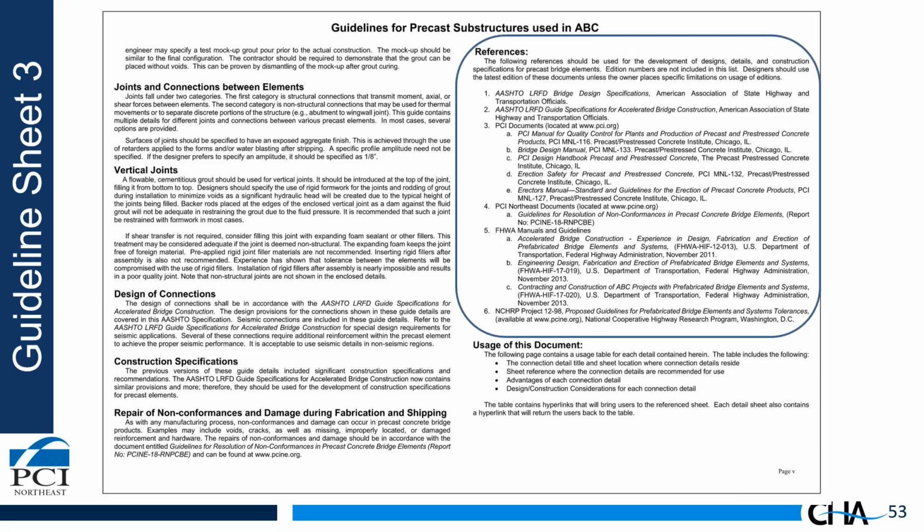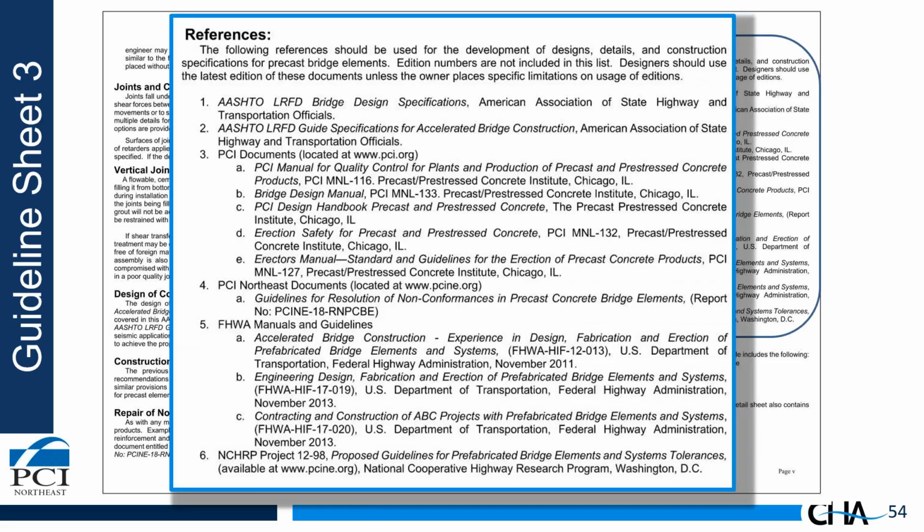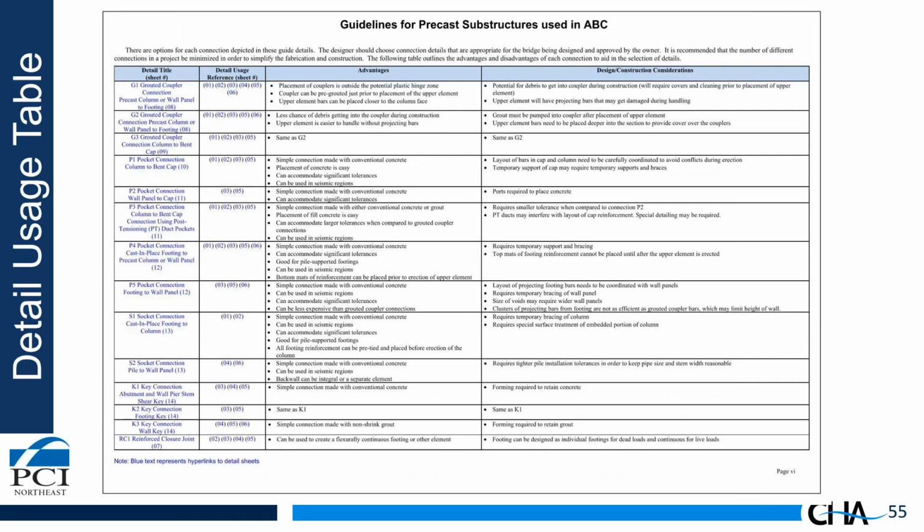And then references. The basis of all we're going to show you today are these documents. Primarily the AASHTO guide spec for ABC is a big one. But then PCI has several documents that we use to develop this as well as some federal highway manuals. And again, as I mentioned before, NCHRP Project 12-98 with regard to tolerances. Enough of the text, but let's get into more of the detail.